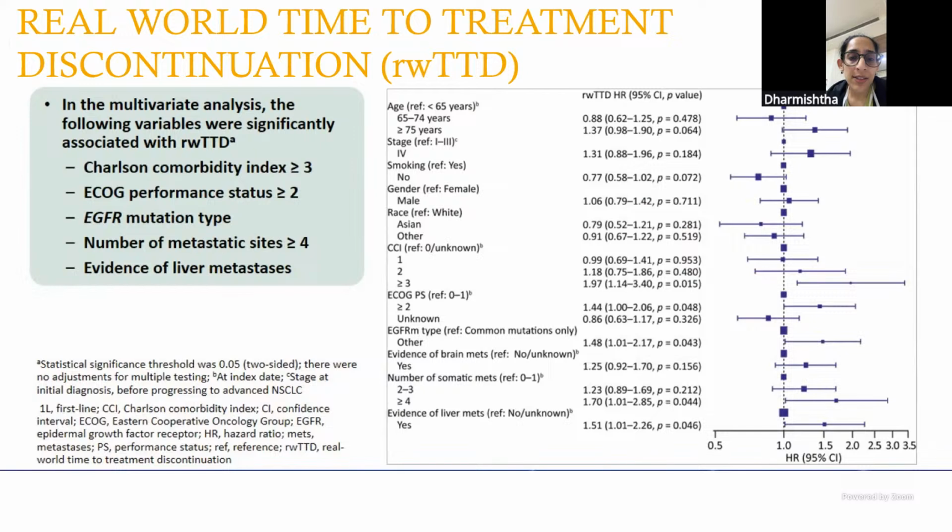The multivariate analysis showed that the real-world time to treatment discontinuation was associated with worse outcomes if the baseline Charlson comorbidity index was 3 or more, ECOG performance status 2 or more, uncommon EGFR mutations at diagnosis, 4 or more metastatic sites, and evidence of liver metastasis at diagnosis. Next slide.